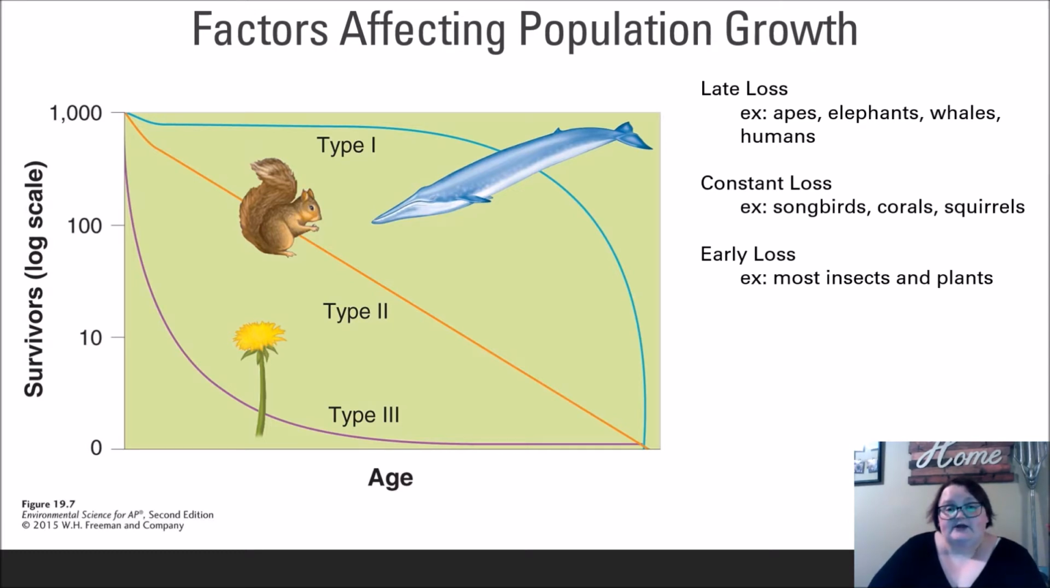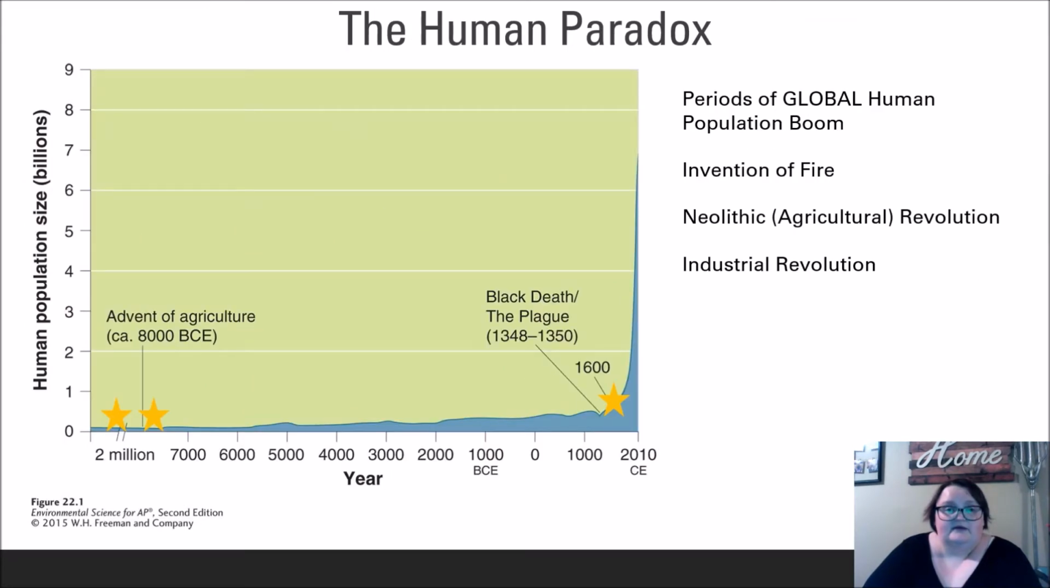Notice that there is a correlation between reproductive strategy and survivorship, but it is not a clear black and white connection. K-selected organisms tend to demonstrate type 1 survivorship, while R-selected organisms demonstrate type 3. However, there are a multitude of organisms in both categories that demonstrate a type 2.